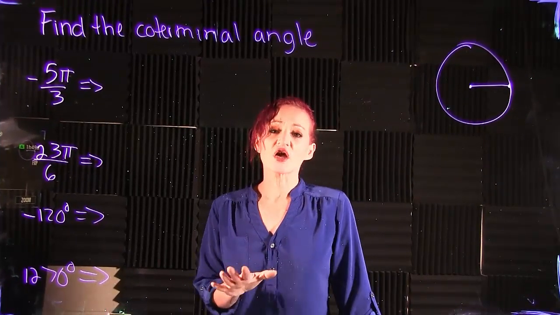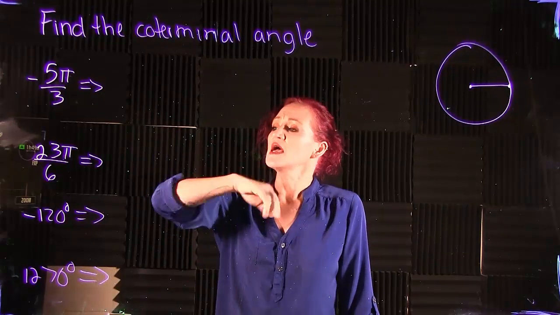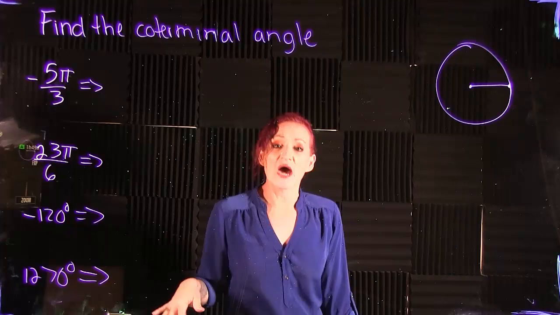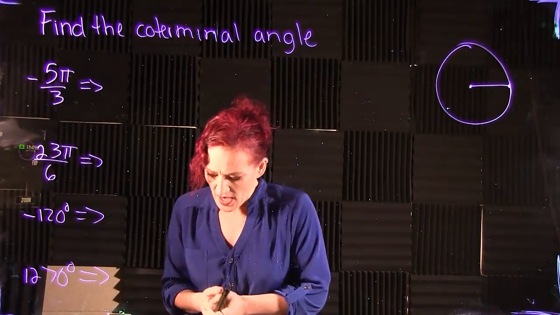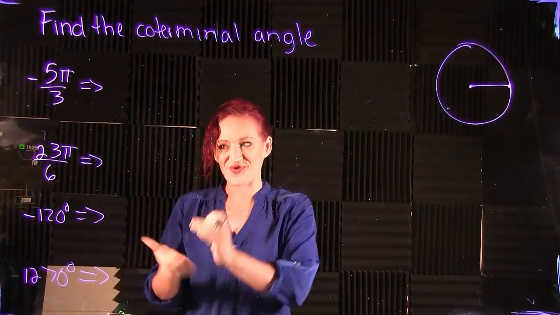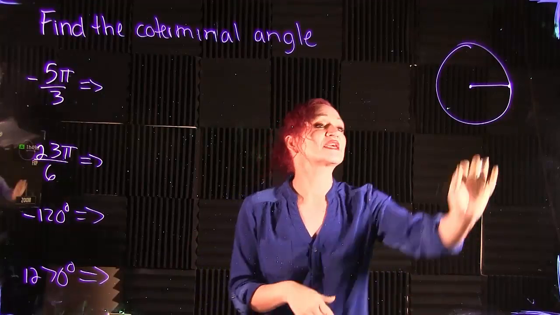So let's talk about how we find coterminal angles. When we're given values that are in radian and in degree mode, we're going to figure out how we find the coterminal radian or degree angles for those given ones. In order to understand this concept, let's first take a look at a unit circle.